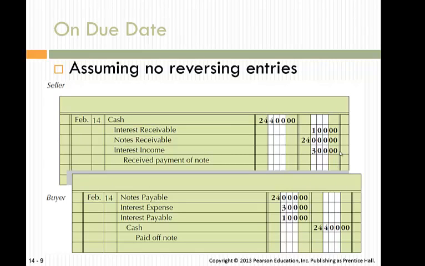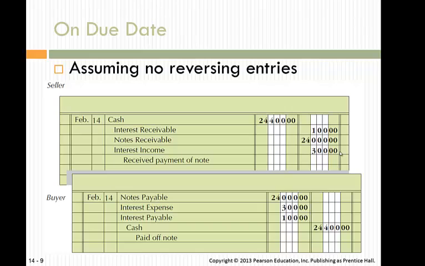Now let's look at what happens when the note reaches maturity in the next year on February 14th. We'd already recorded $100 of the total $400 interest, so now we only need to record $300 of interest. Remember that our principal is $24,000 and our total interest is $400, so the maturity value is $24,400. This is the amount of cash that will change hands.